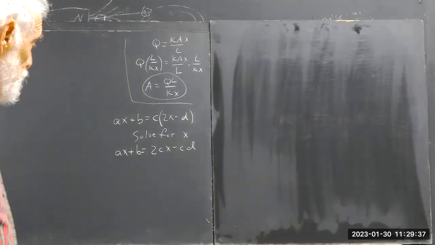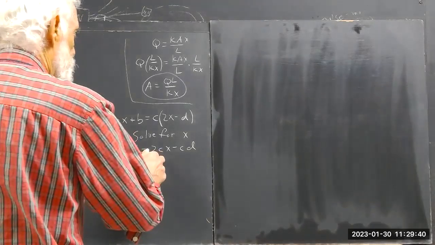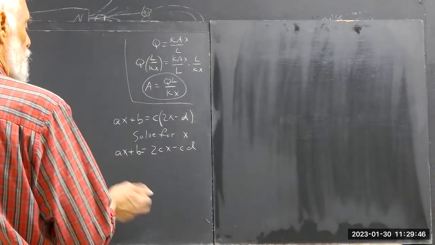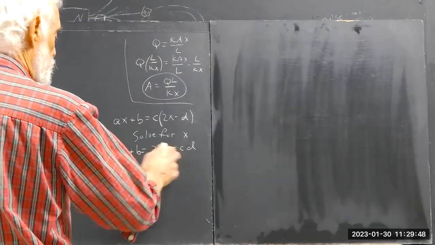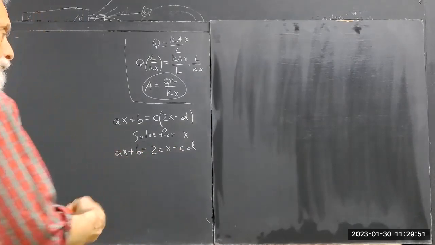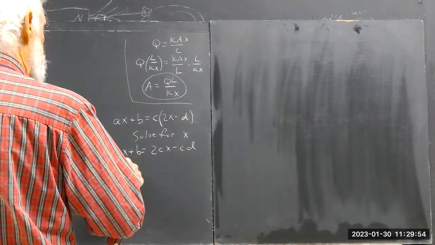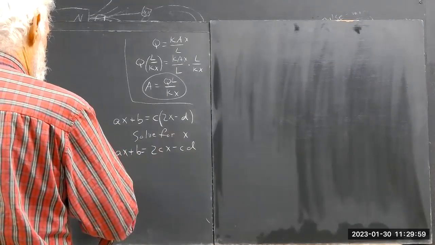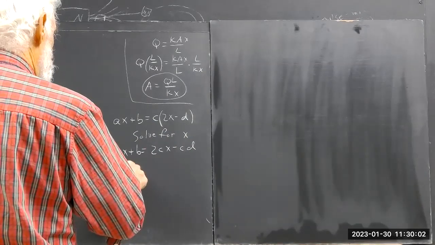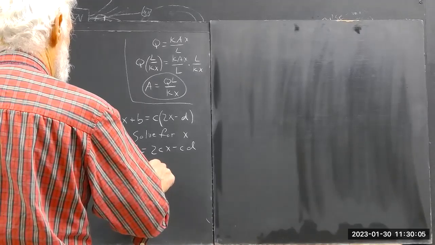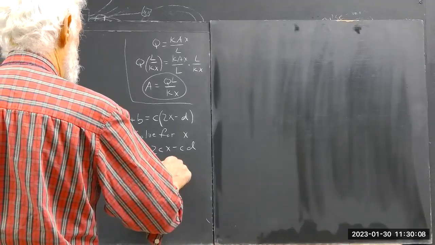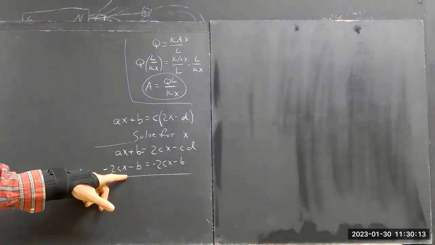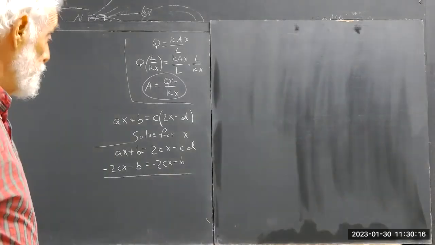Now that we have this, we can subtract 2CX from both sides and end up with the X over here. And while we're at it, we can subtract B from both sides. So the only terms we have over here are terms that have X's in them. Let's do it the way we seem to like to do this. Okay, we'll add this equation to this equation.